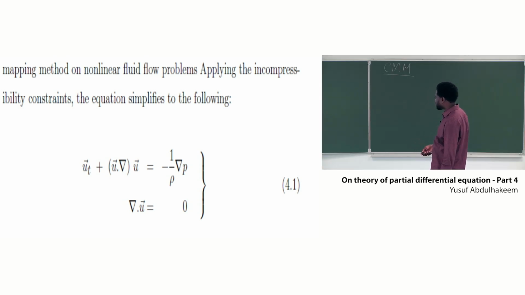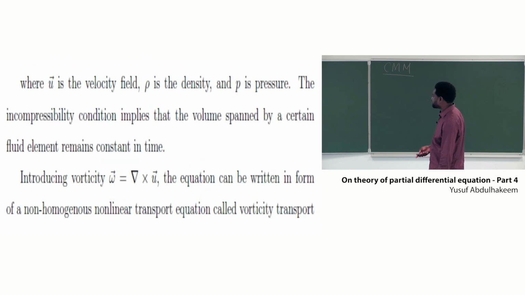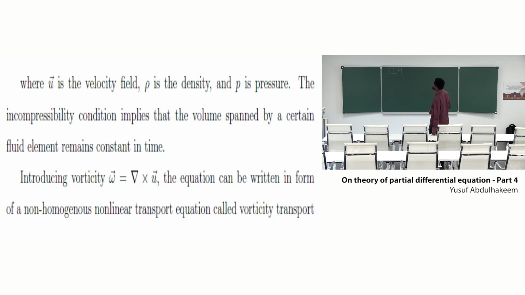So we want to look at the Euler equation. We can see it here. This is the velocity, this is the density, and this is the pressure. So here, U is the velocity, rho is the density, and of course, P is the pressure. The incompressibility condition implies that the volume spanned by a certain fluid element remains constant in time.